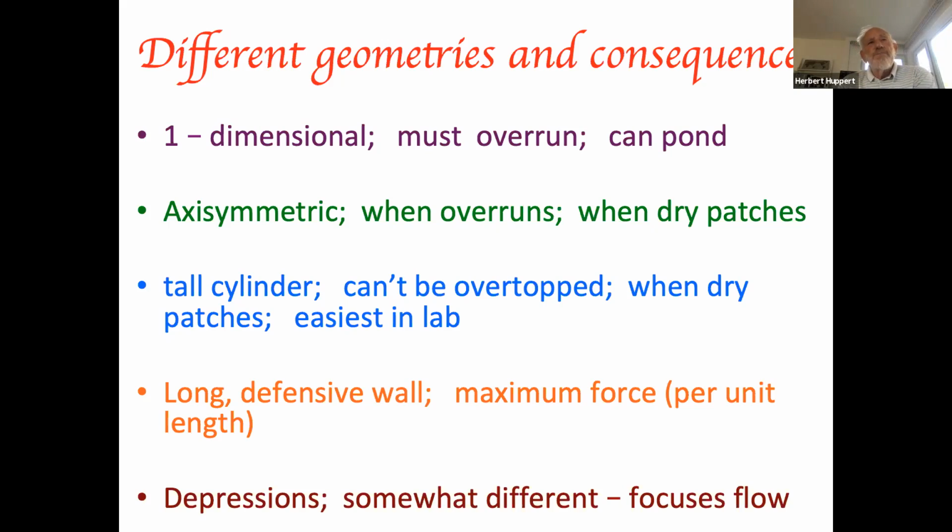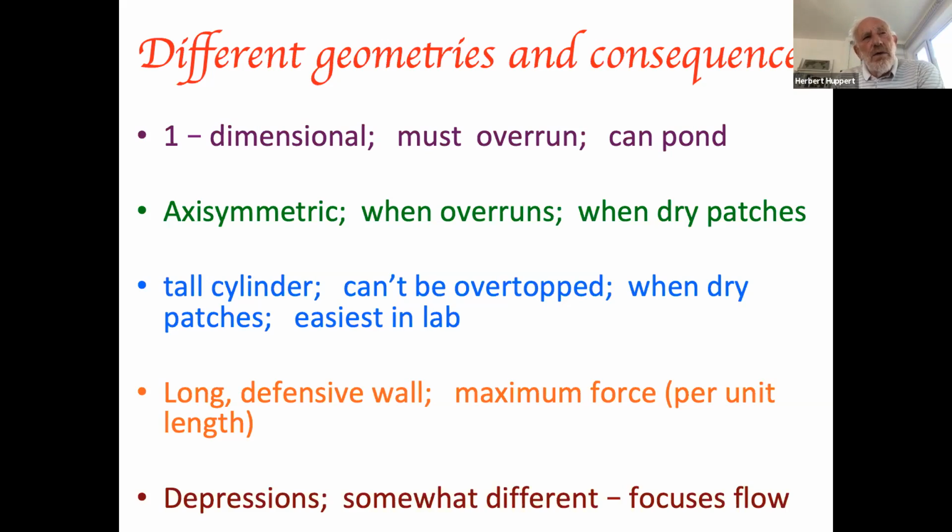I'll then tell you a little bit about some experiments with the tall cylinder. The advantage of a tall cylinder is that it can't be overtopped, but you can do that in the laboratory and get some interesting results. Easiest in the lab, as I've written here. And when there are dry patches, that's again the important thing, because that's where it's safe.